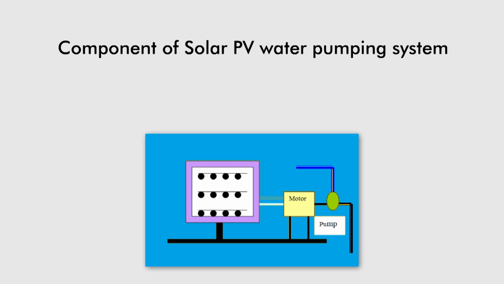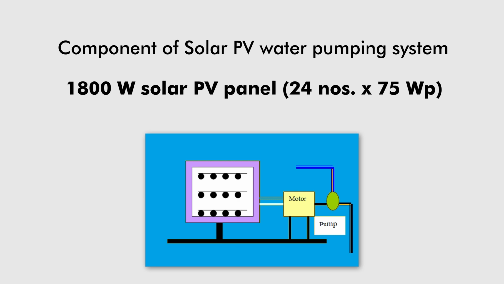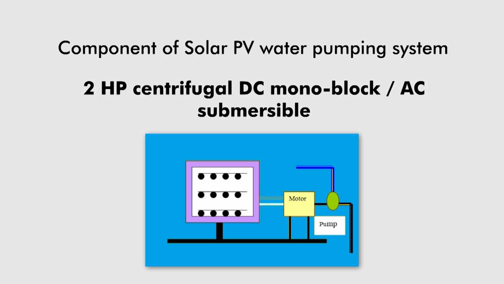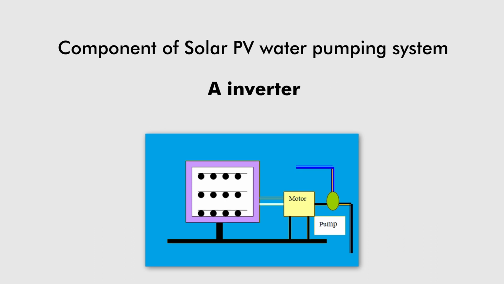The typical component of a solar PV pump is an 1800 watt solar PV panel. Roughly, if one PV module is of 75 watt, that means 24 PV modules are required. Another component, the main component, is a 2 horsepower centrifugal DC monoblock or AC submersible pump. Then an inverter is also required, because if this is an AC pump, the power generated from the solar PV module is DC power. This DC power can be converted into AC by the inverter.